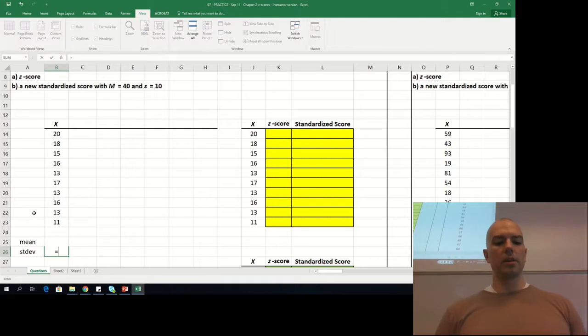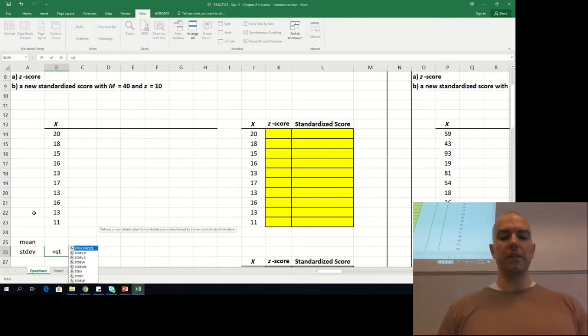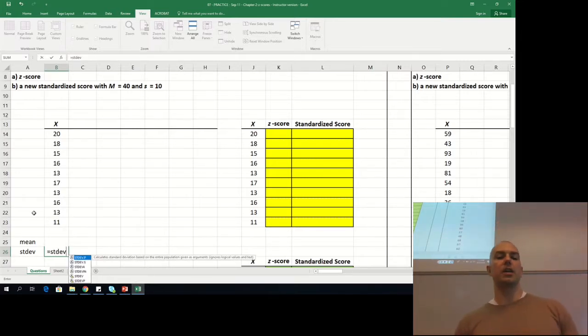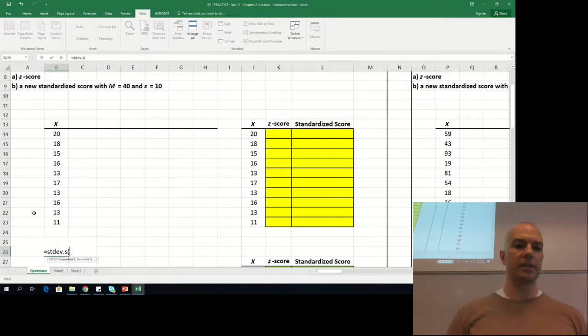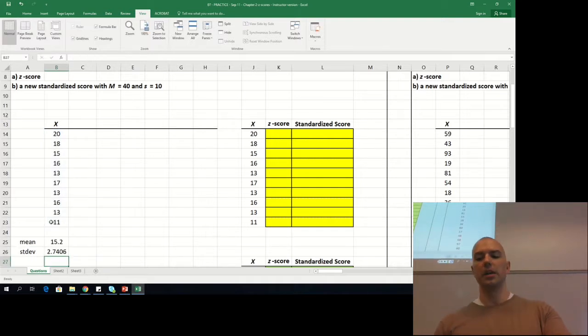We also want standard deviation. Has everybody got the file open? Okay. So we also want standard deviation, STDEV. That is enough going forward, since STDEV will give you sample standard deviation. But just to be sure, we can add in that .S, highlight the cells with the scores in them, open parentheses, and we have the standard deviation.